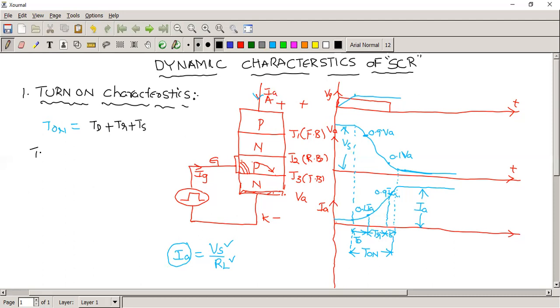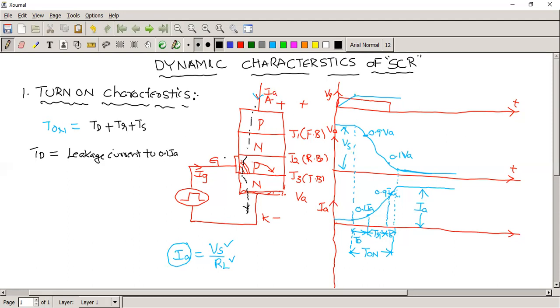Now delay time TD equal to leakage current to 0.1 IA. In this interval, physically what happened is, now the anode current starts conducting, trying to pass only where the gate current density is more.